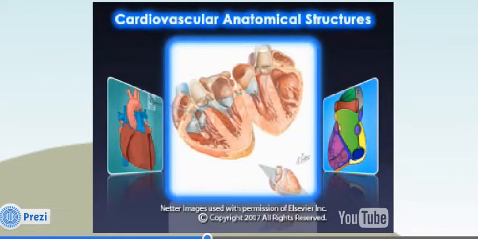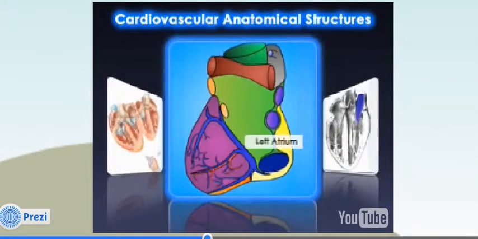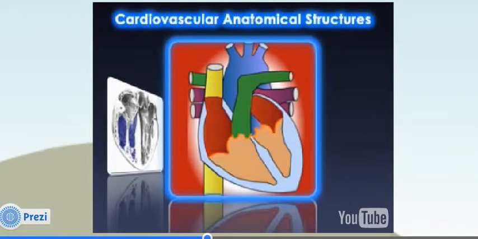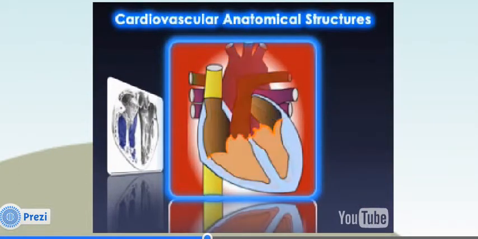These are the four chambers. The upper chambers are known as the atria, and the bottom chambers are the ventricles. The atria are divided into the left and the right atria, and the ventricles are divided into the left and the right ventricles. The function of the atrium is to receive the blood while the ventricle pumps it out.